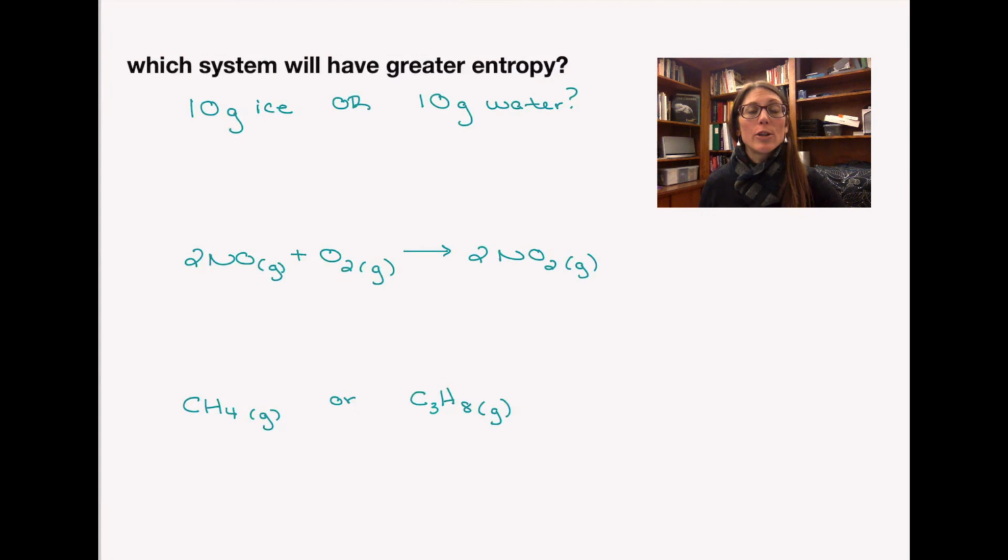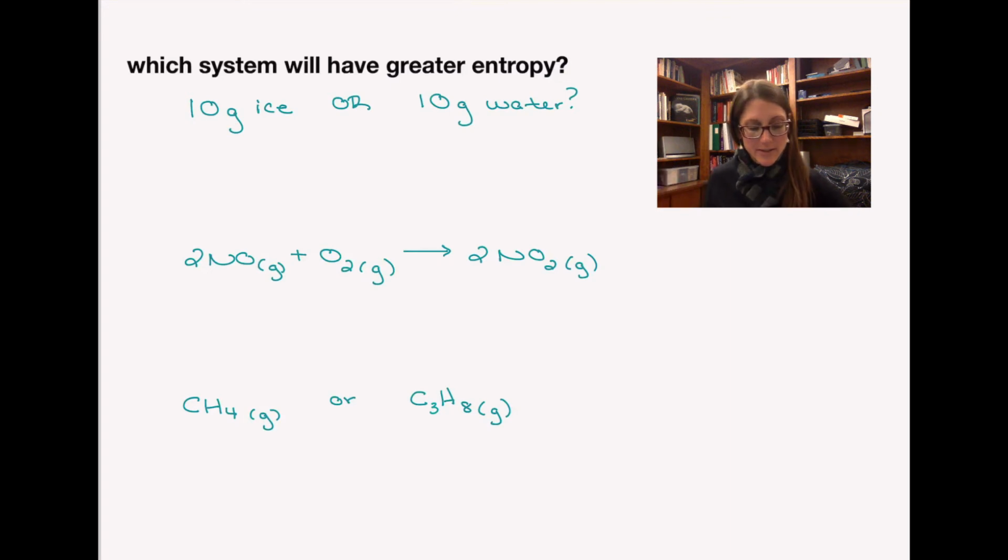You need to be able to look at a system or a couple of systems and decide qualitatively which has greater entropy. So for example, if I have 10 grams of ice and 10 grams of water, same amount of particles, but the water is going to have a much higher entropy. Those particles are much more able to move, and so there's far more microstates available to them, and thus the entropy increases.